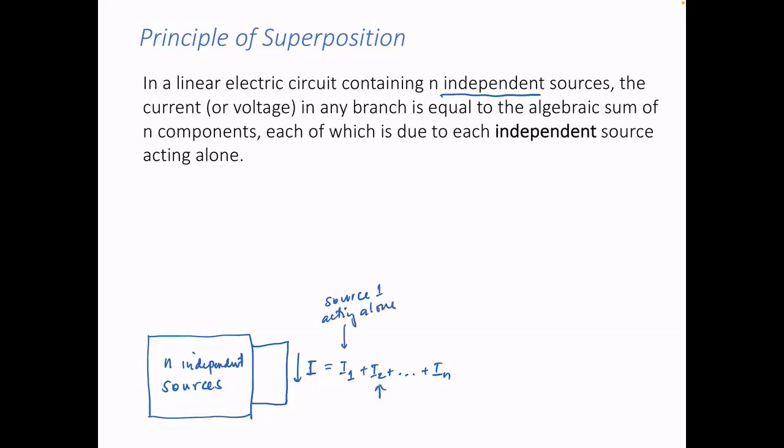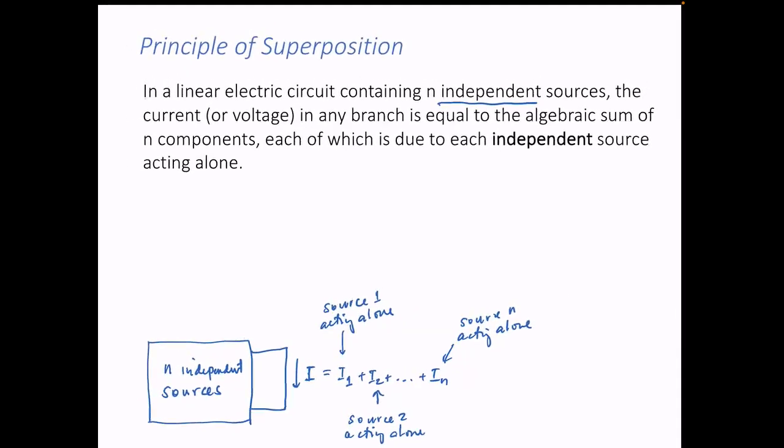And this is the current with source 2 acting alone. And so forth. No? This is source N acting alone. So if I have n independent sources in my circuit, if I compute for the individual currents with the sources acting alone and add them all up, I will get the total current. And that applies not only to currents, that also applies to voltages.